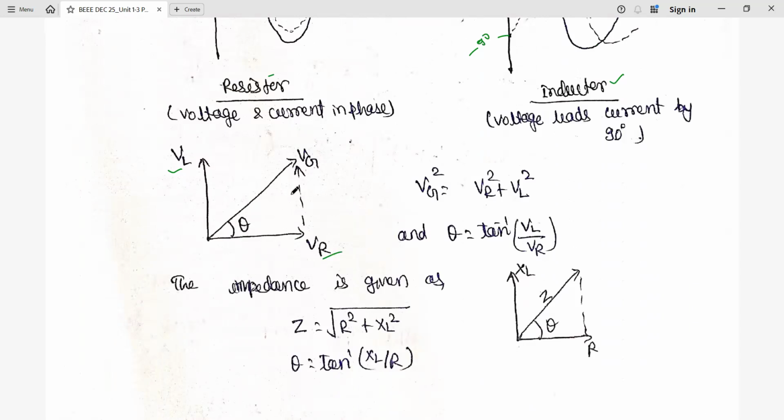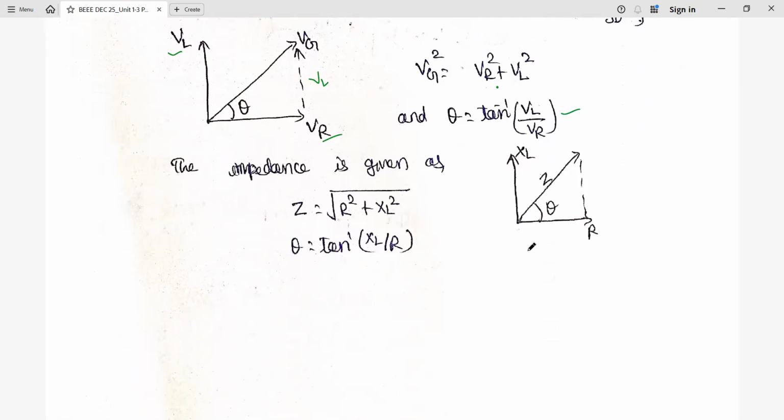Finally, if you apply the Pythagoras theorem, V square equals VR square plus VL square. And theta, opposite side by adjacent side, is tan inverse VL upon VR. If you talk about the impedance, Z equals root under R square plus XL square, and theta is tan inverse XL by R. You can write a few sentences about this and discuss the RL circuit. Either they will ask you RC or RLC, any one circuit they are going to ask.